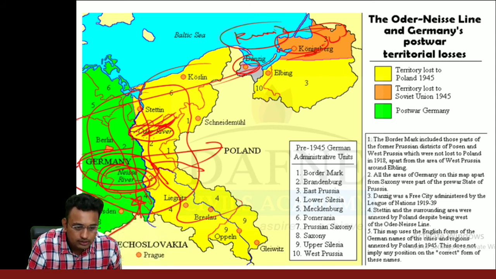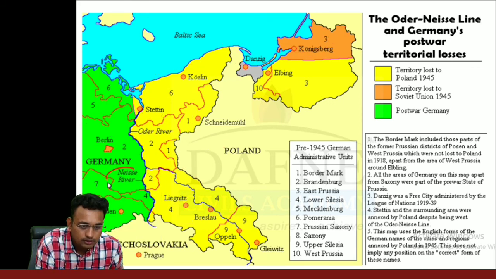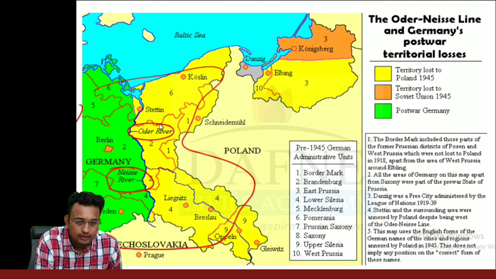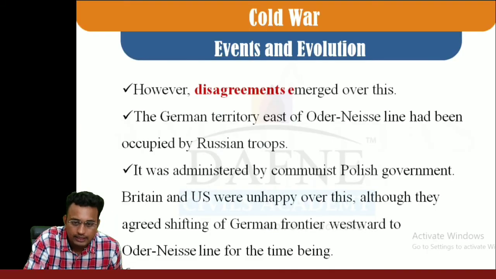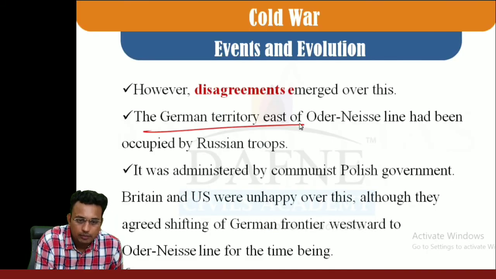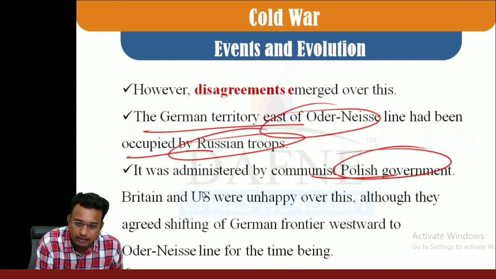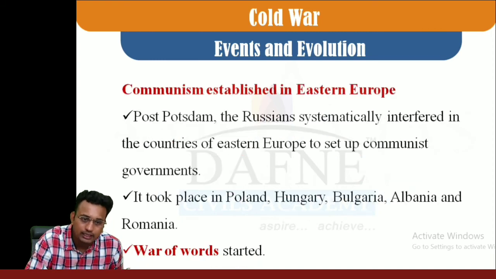Let me erase it once. The Neisse and your Oder River. Okay. This was erstwhile, before 1945, Germany. This is given to Poland after 1945. This is given to USSR. Okay. Next one. German territory over the Oder-Neisse line had been occupied by Russian troops. It was administered by the Polish government, as we've seen. It was a temporary one, till 1990, you can say.